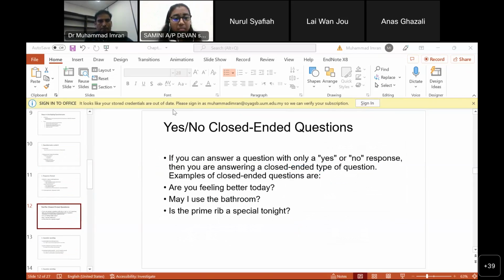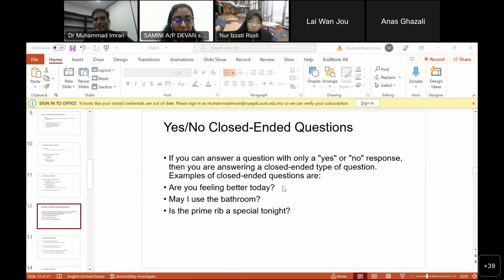See, this is a closed-ended question. Only you have the options yes and no. If you answer a question with only a yes or no response, then you are answering a closed-ended type of question. Examples of closed-ended questions are: are you feeling better today? Only you have two options, yes or no, simply. May I use your bathroom? Yes or no. Is the prime rib the special tonight? Yes and no, right?